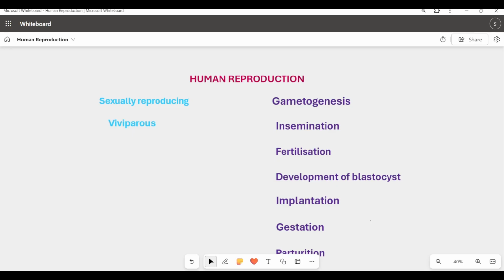Learn the chapter Human Reproduction. Human beings are sexually reproducing viviparous organisms. You know what viviparous organisms are? The organisms that give birth to young ones. They give birth to young ones.